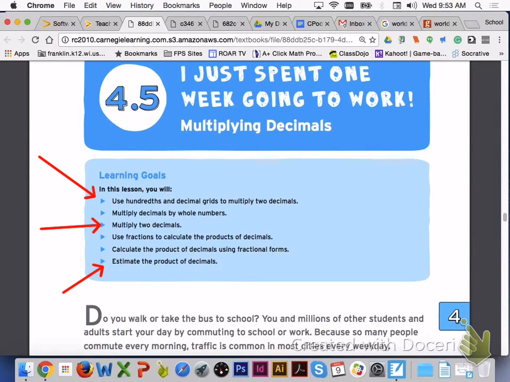Hi class, in lesson 4.5 you will be multiplying decimals. Learning targets for today, you will use hundredths and decimal grids to multiply two decimals. We will be multiplying two decimals and also estimating the product of decimals.